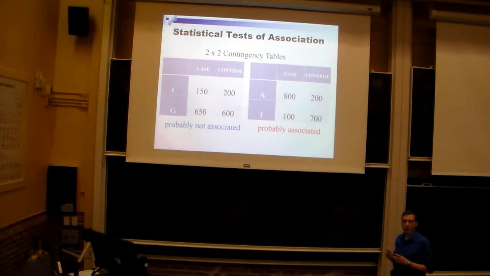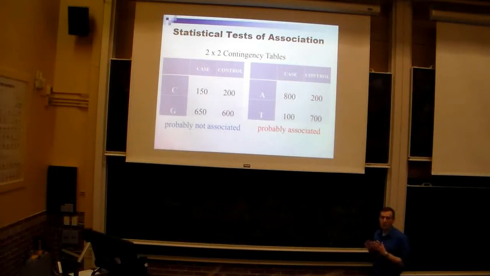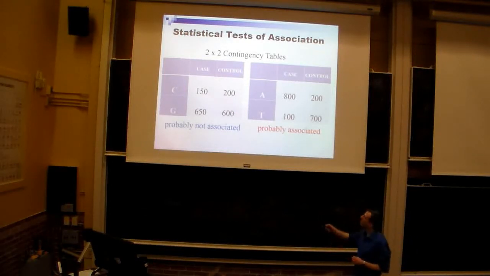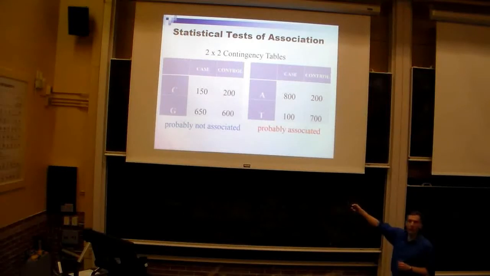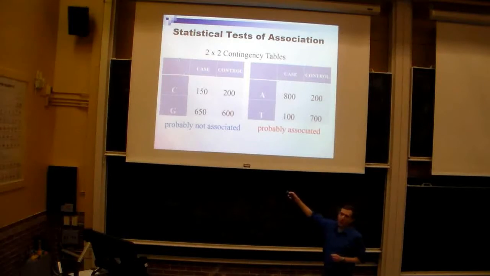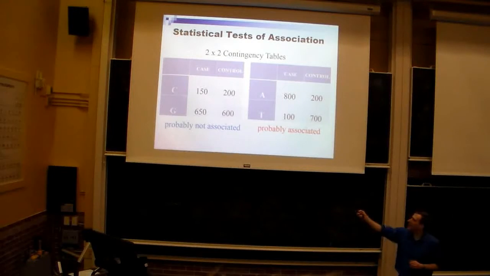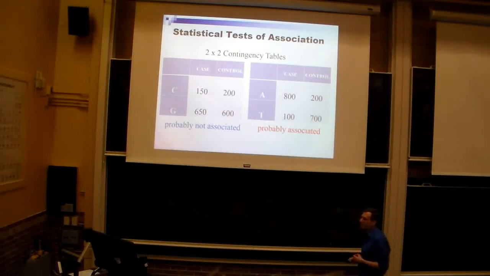So we really need to see large enough differences that we have very convincing evidence that these are not drawn from the same distributions. Here we might say that the allele frequency of C versus G in the cases is 150 over 150 plus 650, so 150 over 800. The allele frequency in the controls is 200 over 200 plus 600, so 200 over 800. 150 over 800 is not that different from 200 over 800, so we might say that this doesn't look like evidence of association, at least not convincing evidence.